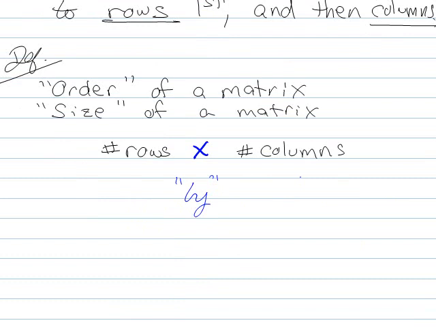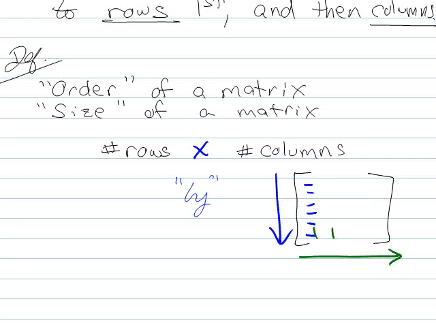So if you're looking at a matrix, we're going to go rows, so we count the number of rows, and then we go columns, so we count the number of columns. Rows by columns, so always go down and then over. Rows, columns.